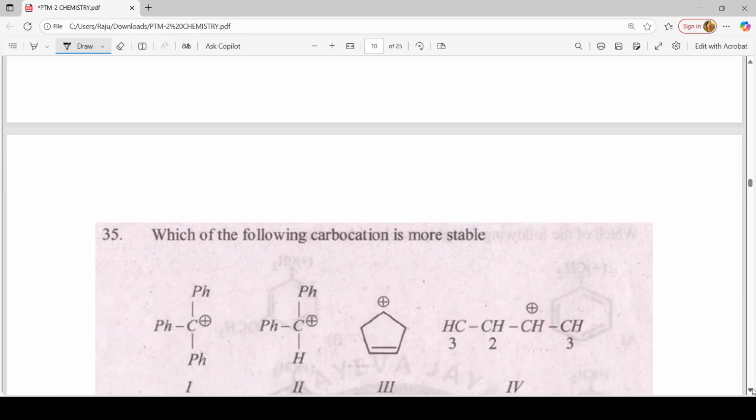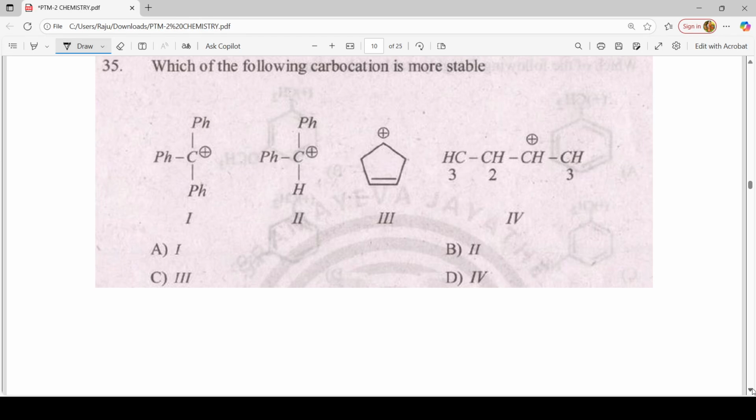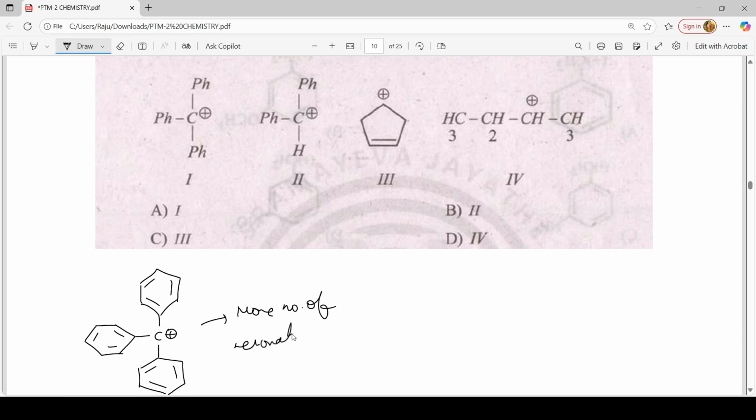Next question, 35th question: which of the following carbocations is more stable? Students, if you observe the first one, this is a triphenyl carbocation. A triphenyl carbocation will definitely be more stable because of the larger number of resonating structures.